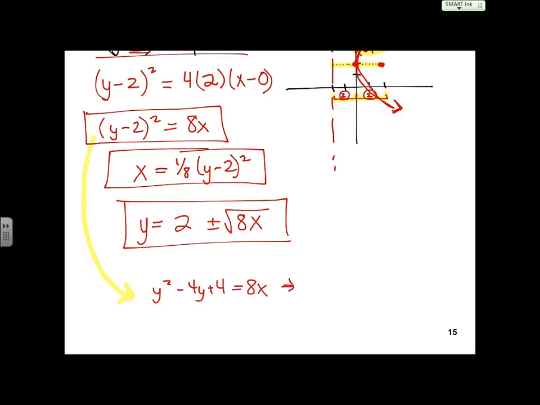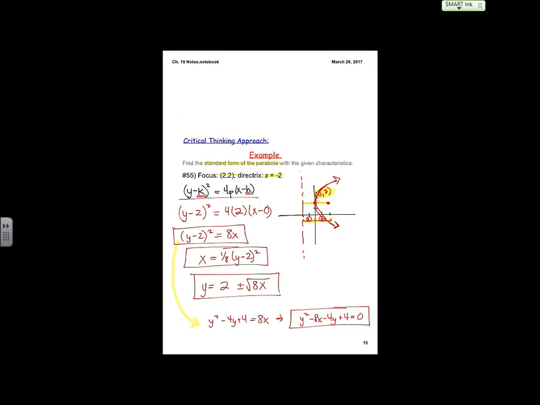Then we would have gotten everything on one side, so we would have had y squared, subtract 8x, minus 8x minus 4y plus 4 equals 0. That would be the standard form. Like ax plus by equals c is the standard form of a line. You just move all the x's and y's to one side. That's another way of writing it. And sadly, that's what we've been given in this example, right?